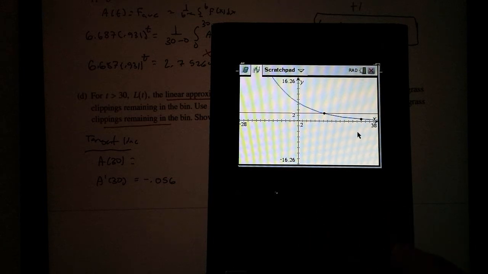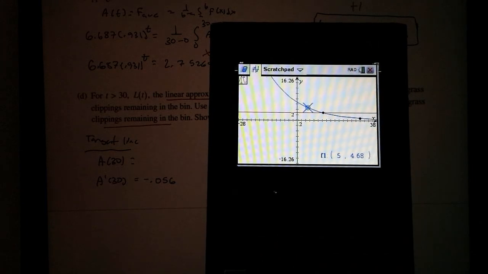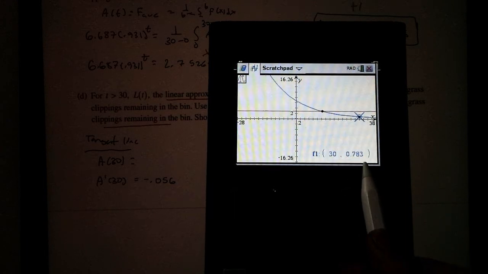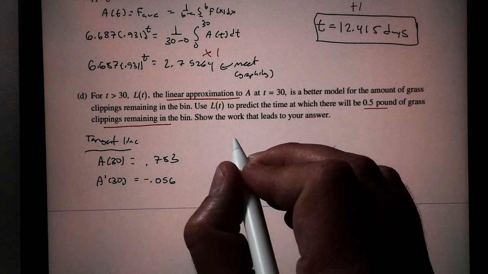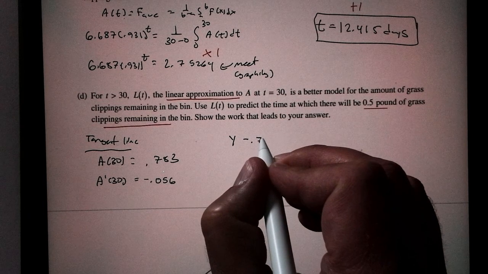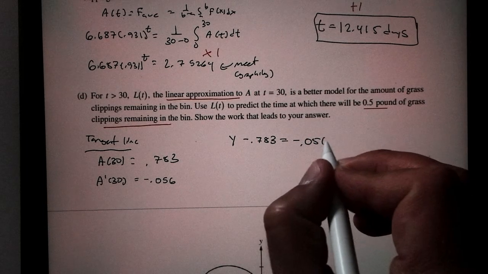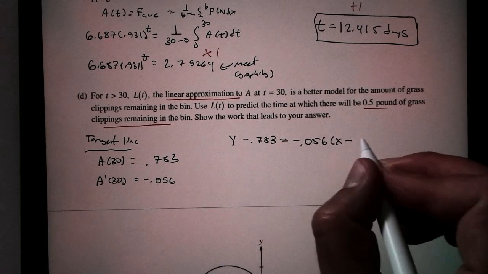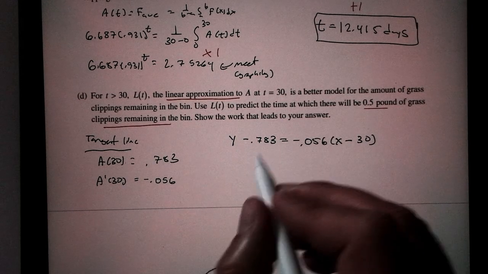There we go. So let's go in menu. To get the value, go trace, graph trace, type in 30, and it gives me 0.783. So there's my value, my point, 0.783. So my tangent line would be y minus 0.783 equals my slope, negative 0.056. They use t, so I'll use t. You can use x. I'll use x even. x minus, and my x value there is at 30 days. So there's my tangent line.